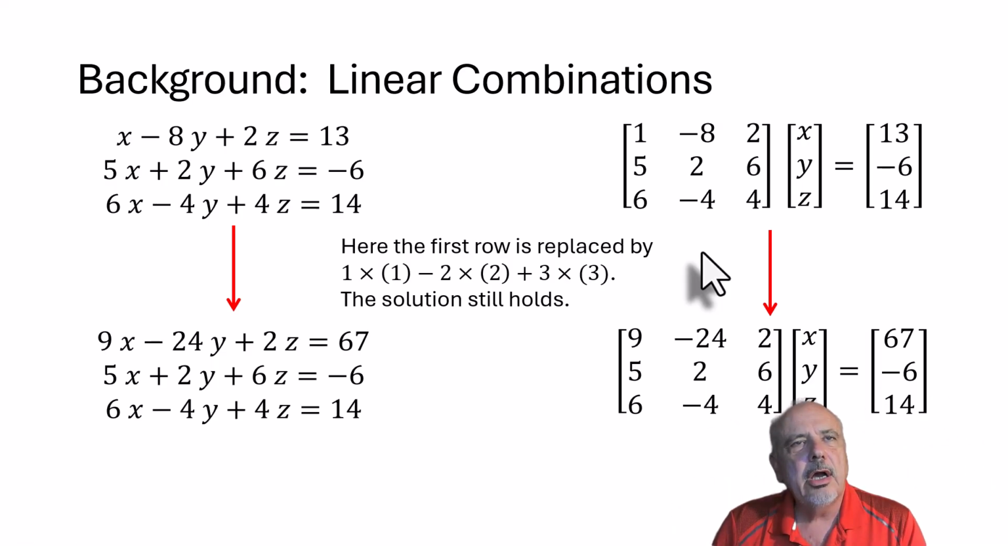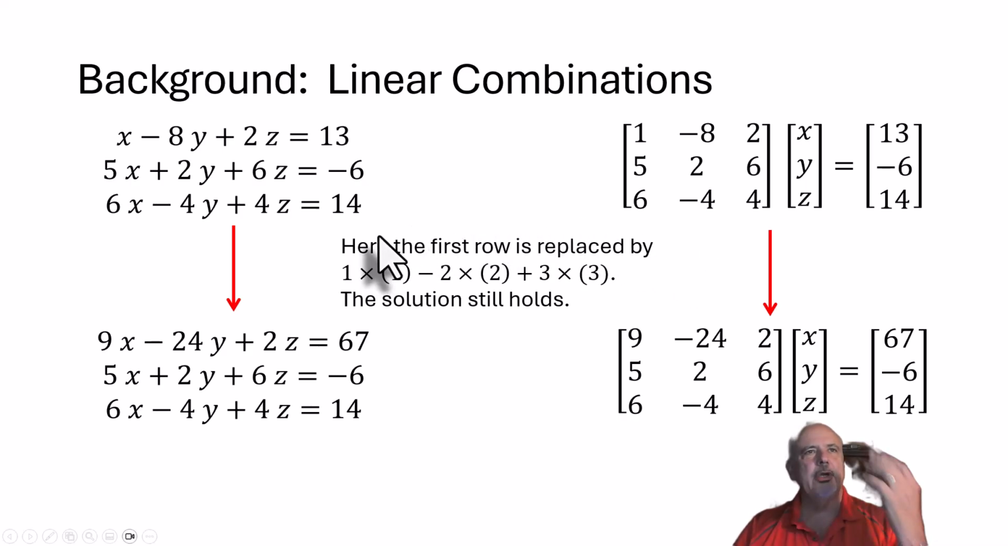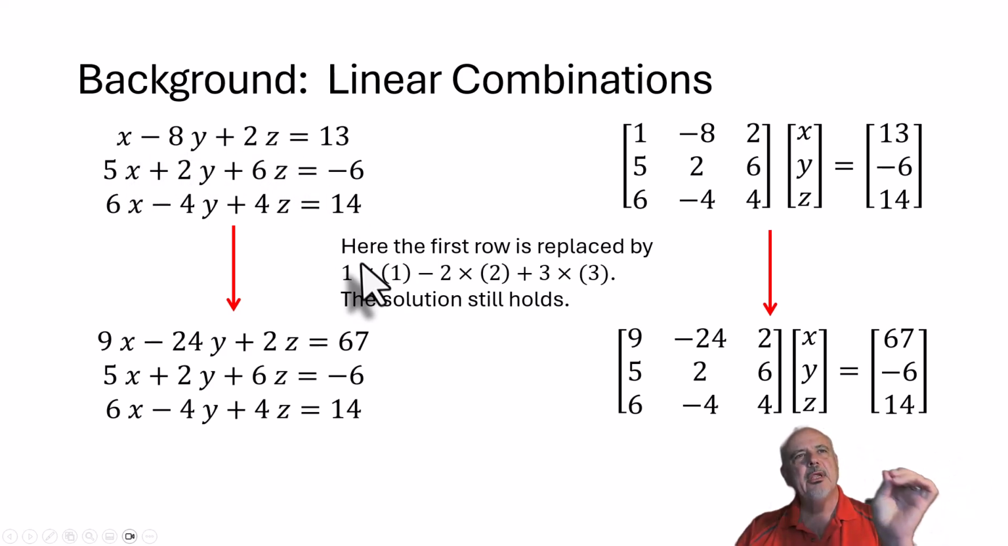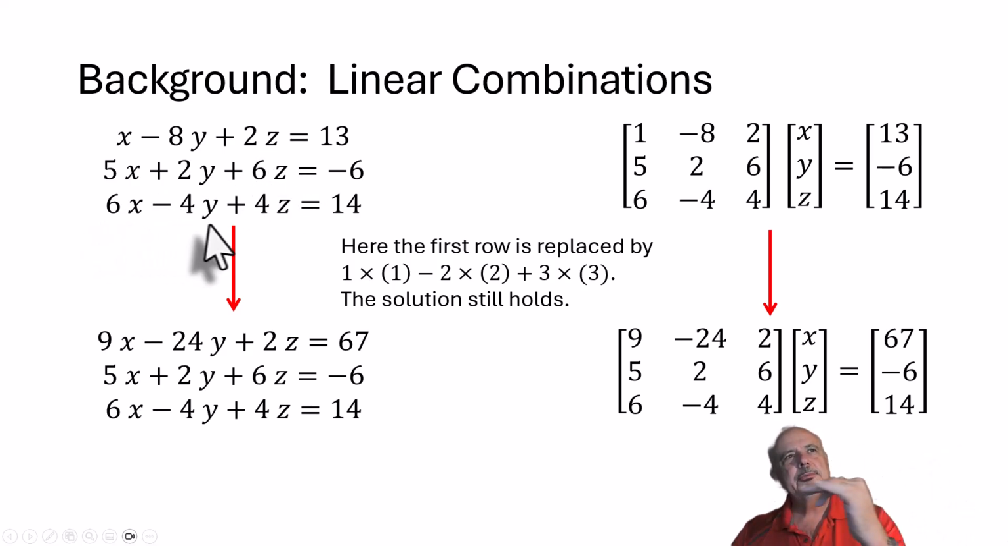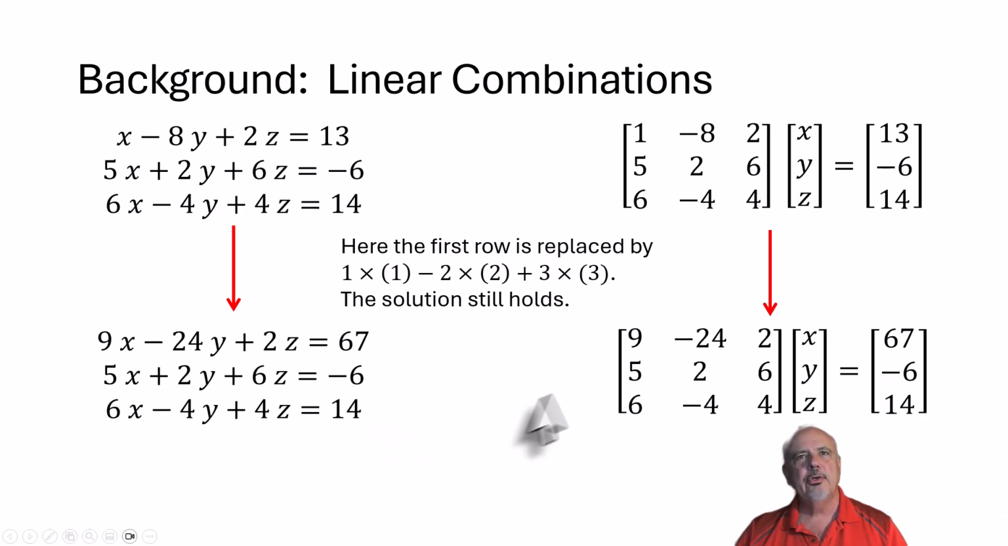Now, the most complex situation would be what's called a linear combination. And I'm just going to do something really crazy, very, very contrived. I'm going to take the first row and I'm going to replace it with the first row minus 2 times the second row plus 3 times the third row. That's just the first row, right? I'm going to leave the second and third rows unaltered. So that's what I'm going to do.